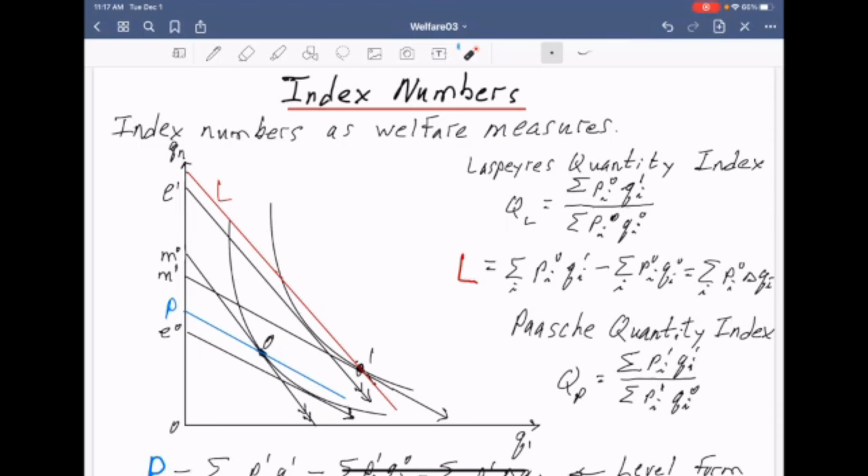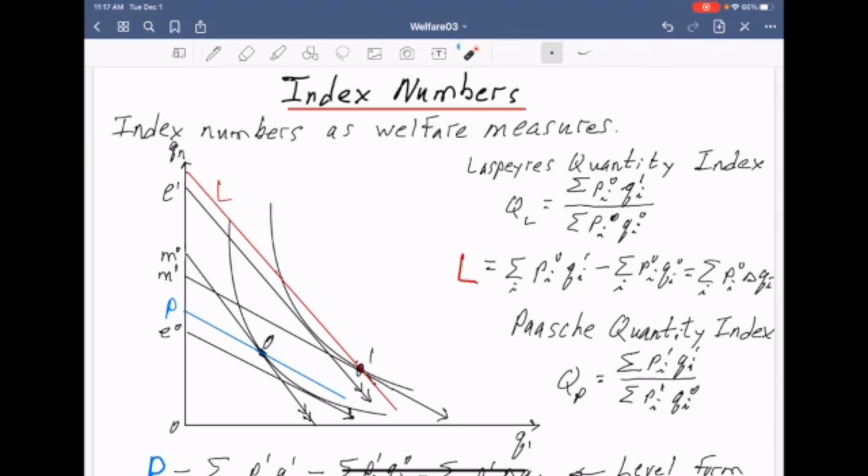And we can create the quantity index by subtracting the denominator from the numerator. And then we get that the Laspeyres quantity index is simply the prices at the original situation multiplied by the change in the quantities.